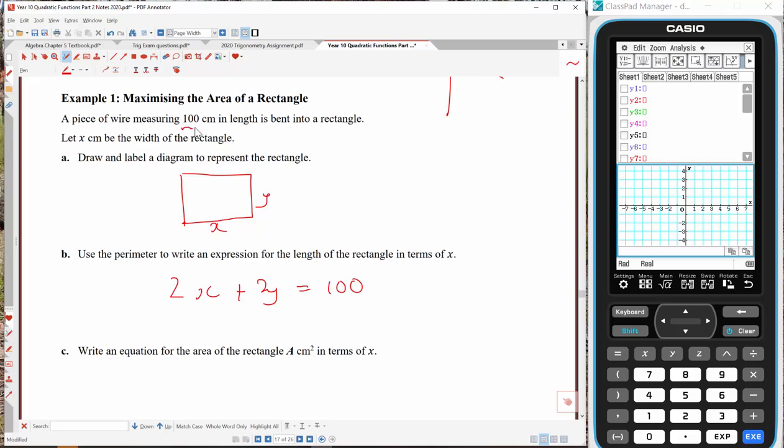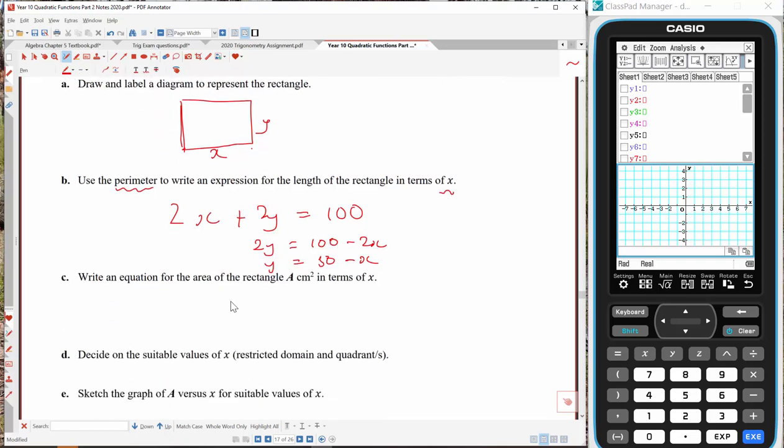How do I know it was 100? They told me that the wire length is 100 in total. All right, so now they want the perimeter in terms of X. So that means make Y the subject, and have it in terms of X. So that's 2Y equals 100 take 2X. Y is equal to, I'm going to halve both of these amounts here, 50 take away X.